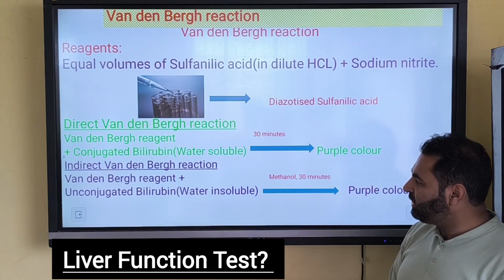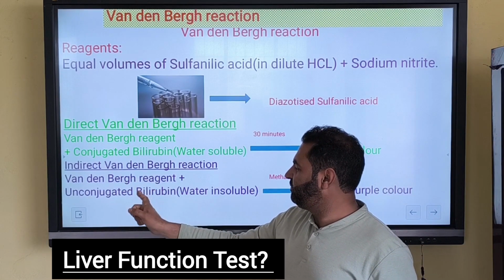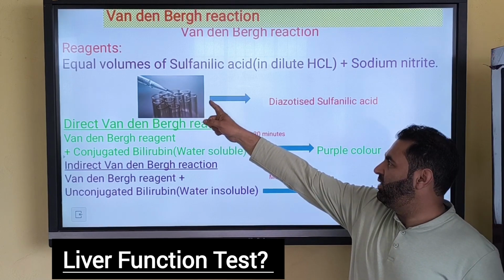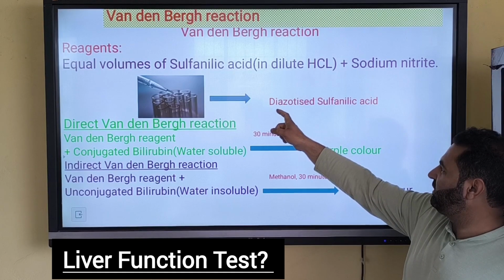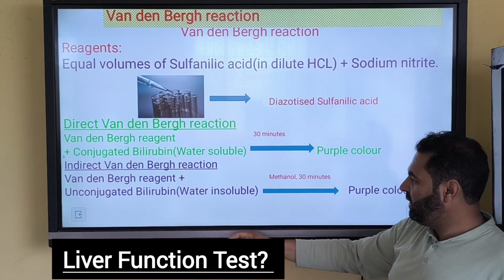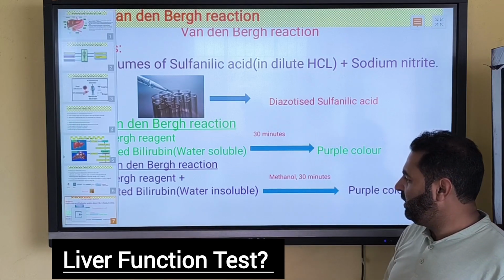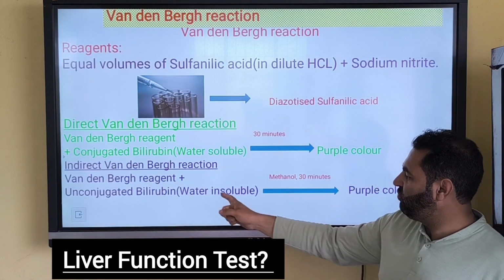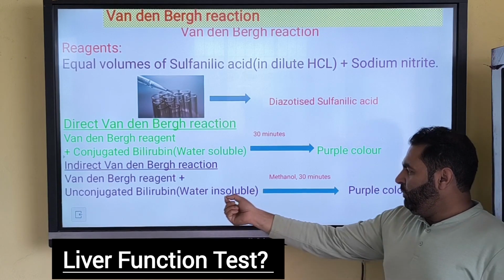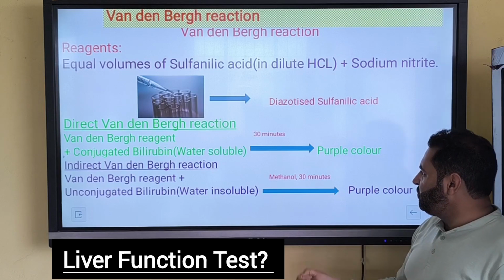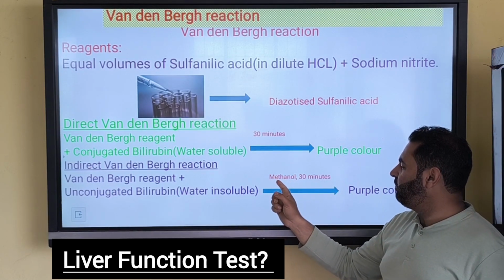In indirect Van den Bergh reaction, we'll be having Van den Bergh reagent, as I have already discussed, sulfanilic acid and sodium nitrite. They are making diazotized sulfanilic acid. This, once combined with unconjugated bilirubin, which is water insoluble, then if you directly combine these two, we will not get any purple color unless we are adding methanol.